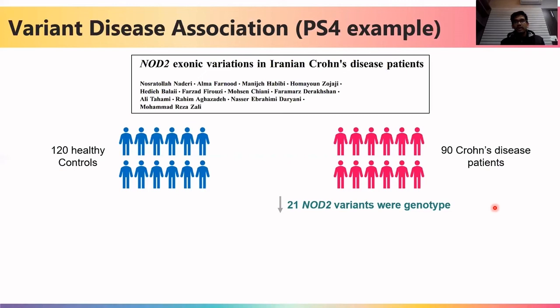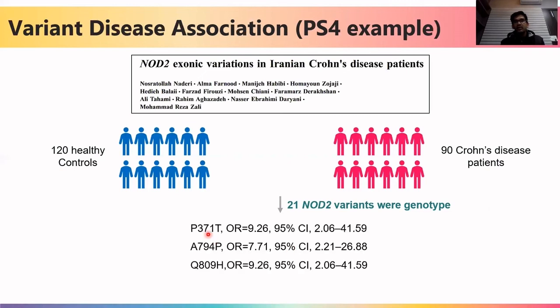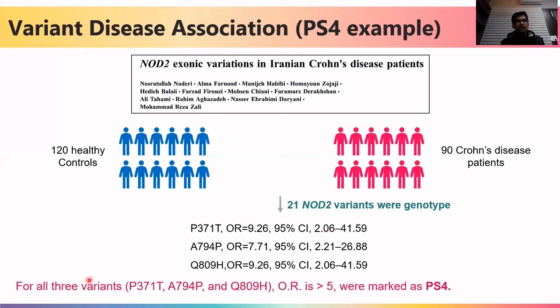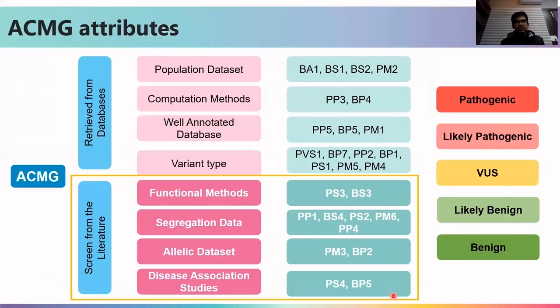On genotyping the NOT2 variants, they identify that three of the mutations have a very high odds ratio, that is above 5. P371T and Q809H have an odds ratio of 9.26, while A794P has an odds ratio of 7.71. All of them have a confidence interval of more than 2. So in this situation, for all three variants, the odds ratio is greater than 1, and you will mark all three as PS4.